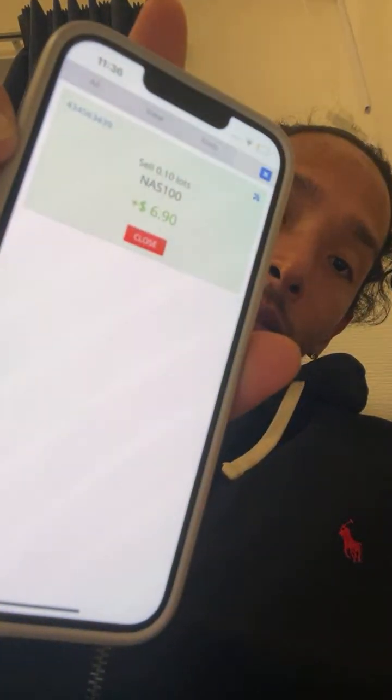Profit. Just small amounts right now. $7. Move.